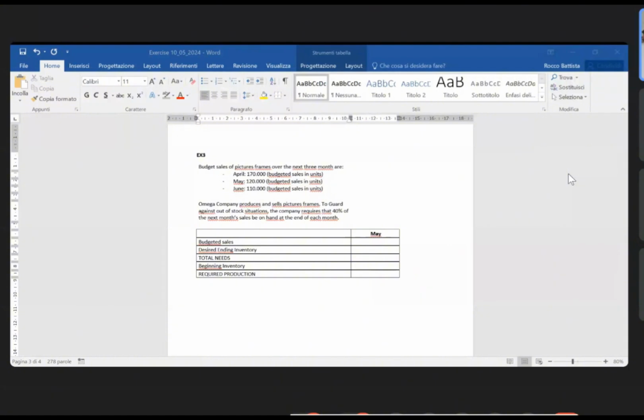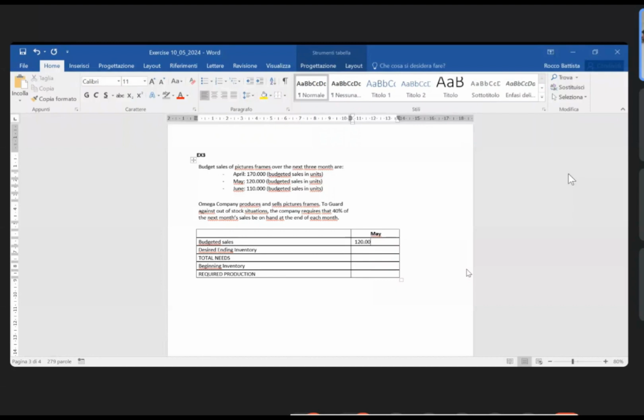So what we need to do here? Someone remember? We are interested in May. So the first number we need is the budgeted sales. What do we have to put in this case? Someone want to try? So I think the budgeted sale for May would be 120,000 units. Yeah, very good. Thank you.